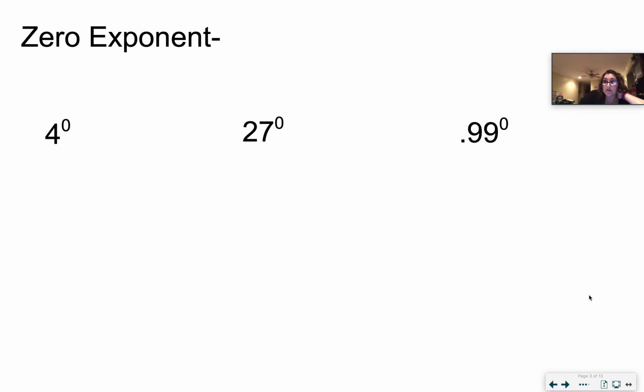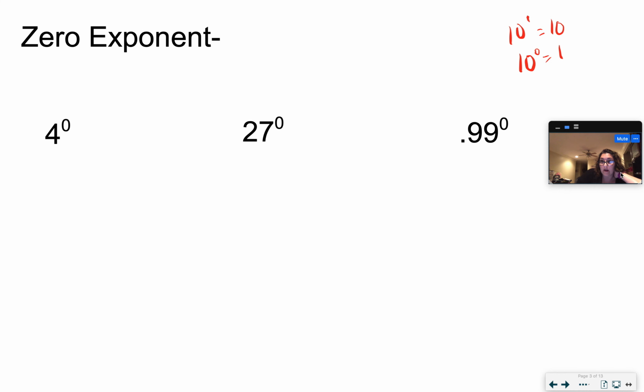All right, so 0 exponent. I want you to think back to the warm-up we had. When we did 10 to the first power and then 10 to the 0 power, do you remember that we said 10 to the first power was 10? Well, obviously, we know that. And then we noticed that there was a pattern, right? So when I went down to 10 to the 0 power, we said that that was an answer of 1, all right?